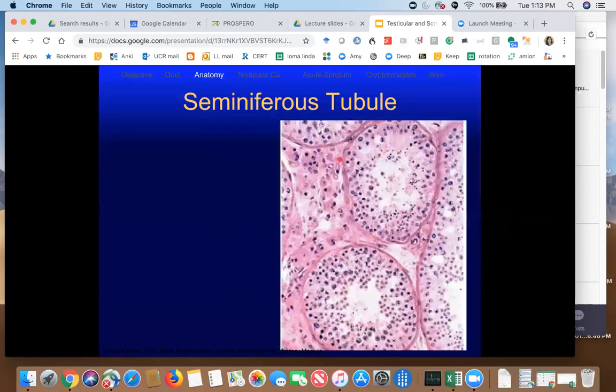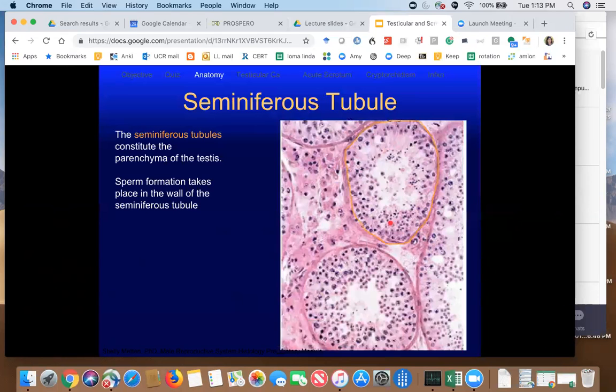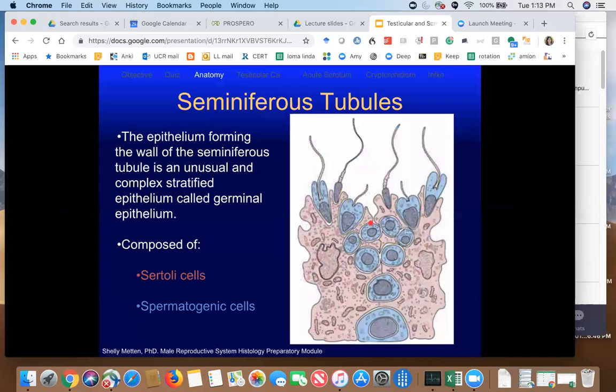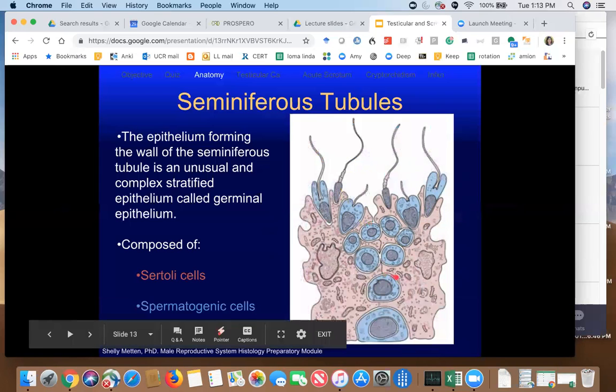So here is sort of a less zoomed in view of the seminiferous tubules. So this is where the sperm cells are created. And this is a cartoon of the layers of it. The Sertoli cells are the ones here. These are the scaffold cells that support the growth of the spermatogenic cells, which then differentiates into little spermatids.